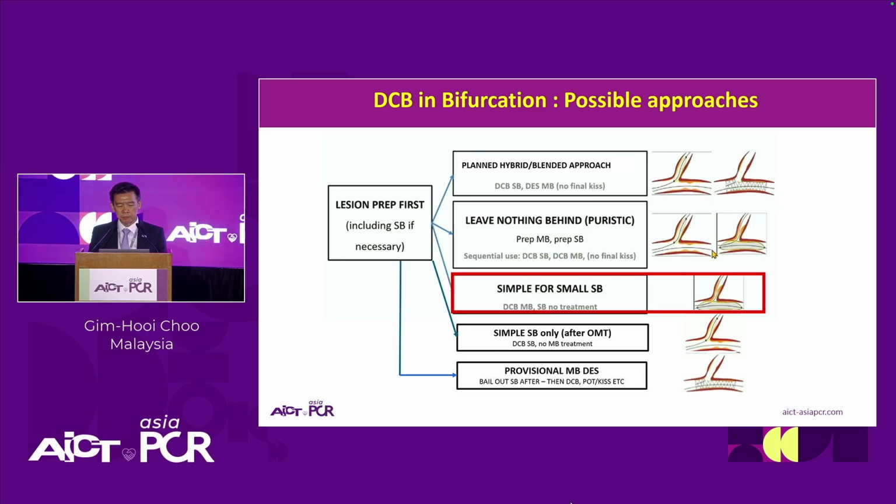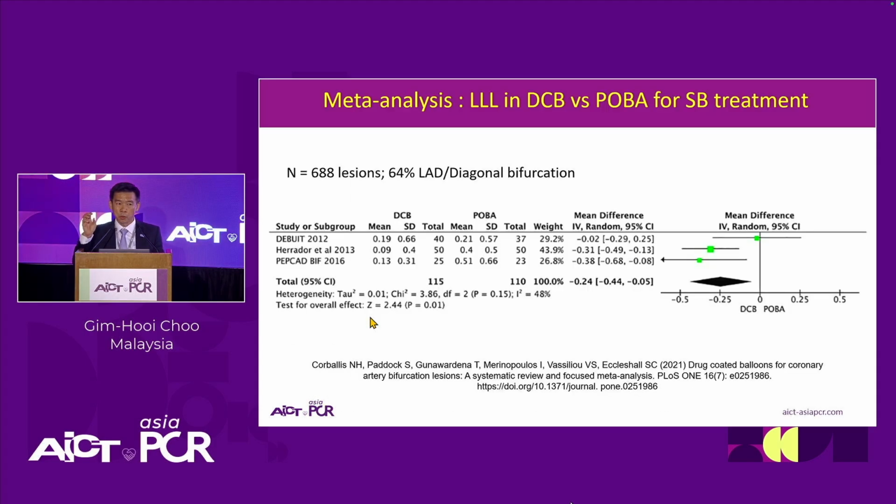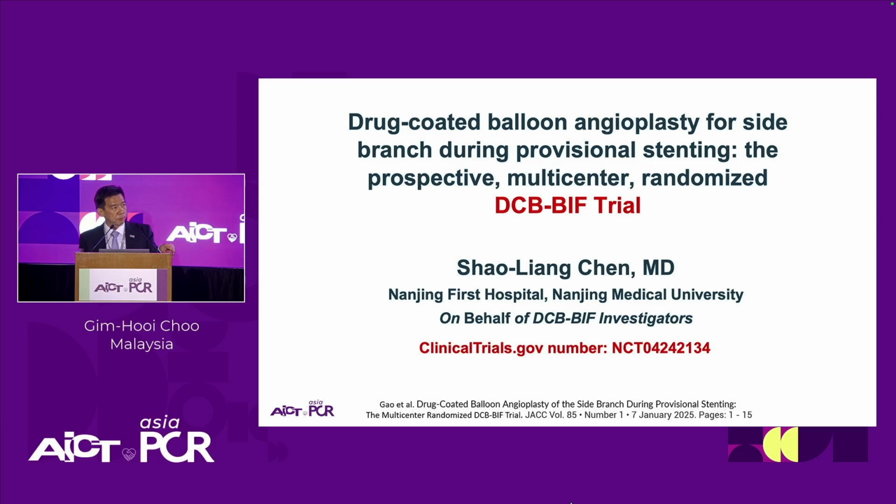That's where the DCB BEEF trial comes in. For this small side branch, we know that by treating the main vessel, this is our work from Professor Shin, treating the main vessel alone here at the beginning of the procedure after DCB. Over time, the side branch ostium actually opens. You don't have to treat the side branch. It actually has an effect. We know some of the meta-analysis is in favor of late lumen loss of DCB against balloon angioplasty for side branch in the bifurcation treatment.